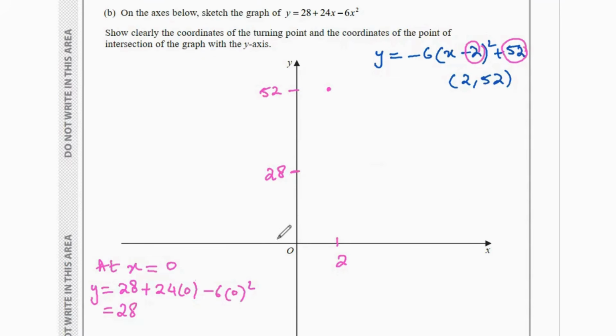So for a turning point, that's going to be something like this. I know it's a little crooked, but the basic shape would be like this. We have a maximum value of 2, 52. And then we have an x coordinate. And then we have a y-intercept of 0, 28. So 0, 28. And this is 2, 52. That's a sketch.